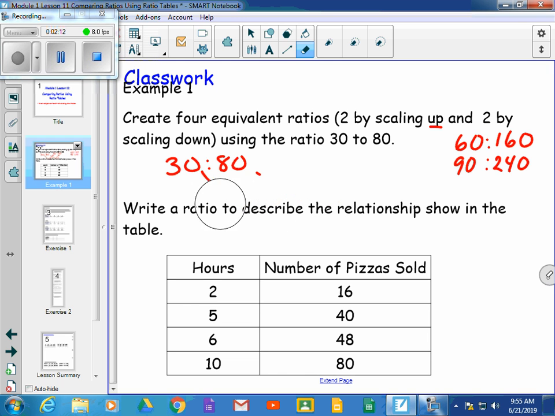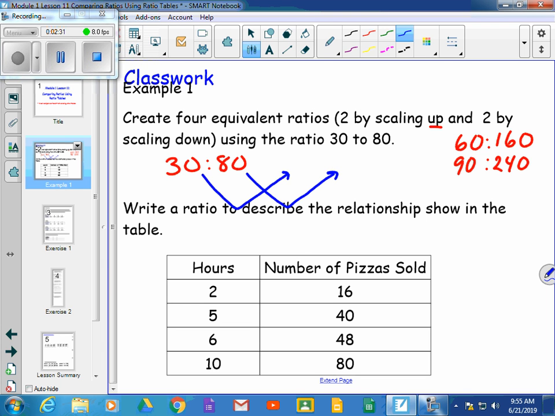Now they tell us to scale down. And what that means is, let's come up with some smaller numbers. We've always mentioned that you can multiply both terms by the same amount, but we can also divide by the same amount. So let's think of something that we can divide out of both 30 and 80. If they both end in a 0, that means we can divide a 10 out of there. So let's divide them both by 10. 30 divided by 10 is 3, and 80 divided by 10 is 8. Therefore, 3 to 8 is also equivalent to 30 to 80.